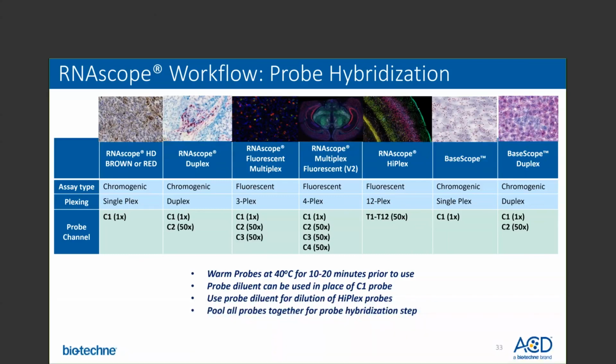If you would like to avoid C1 detection, 50x probes can be diluted using the probe diluent. High-plex probes T1 through T12 are all at a 50x concentrate and require dilution into probe diluent. It is important that probes are placed in a 40C water bath for 10 to 20 minutes prior to making any dilutions or before using for probe hybridization.